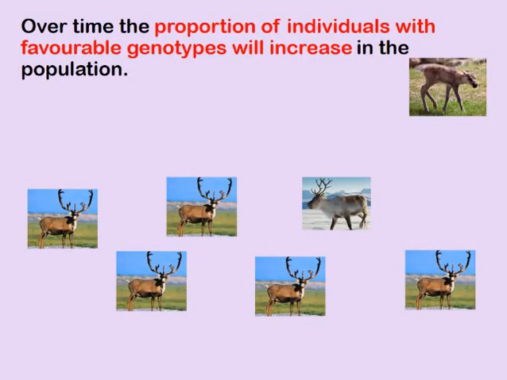Over time, the proportion of individuals with the favorable alleles will increase. So we keep getting offspring with quite short fur because those were the parents that actually were able to survive and reproduce because of their short fur. And then over time, a larger proportion of individuals of the population will have the advantageous alleles, and so will have short fur.